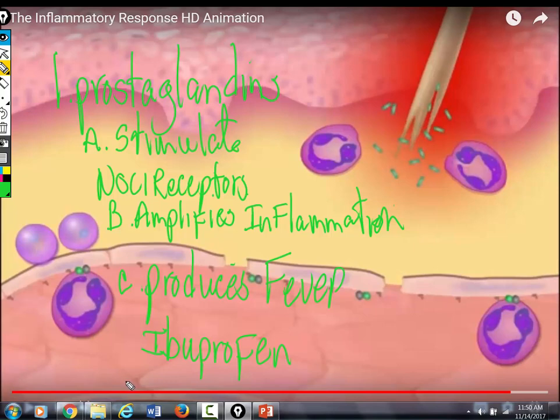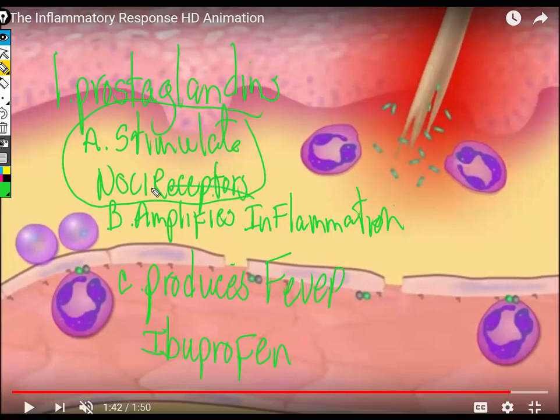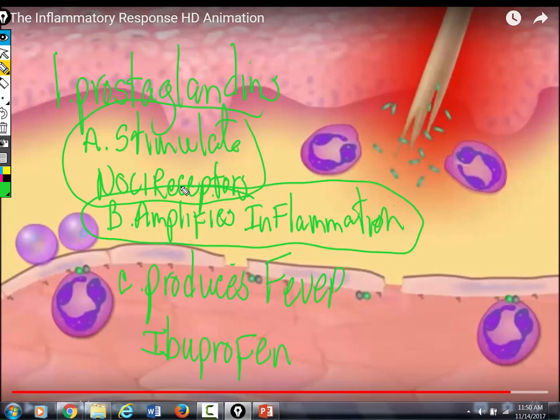Ibuprofen inhibits the synthesis of prostaglandins by white blood cells. If you inhibit the synthesis of prostaglandins by white blood cells, it can reduce pain, it can reduce inflammation, and it can reduce fever. That's why ibuprofen can be used as an analgesic, an anti-inflammatory, and an antipyretic.